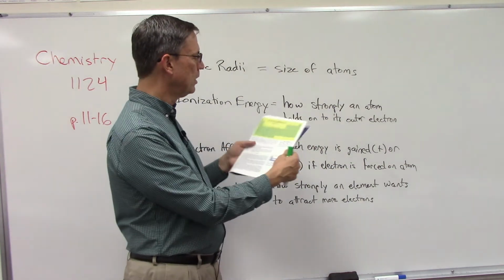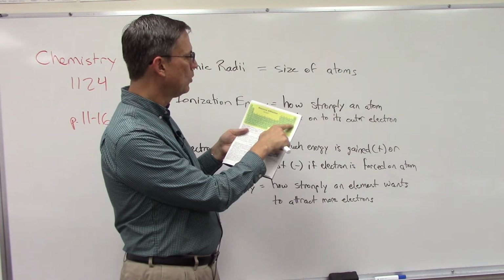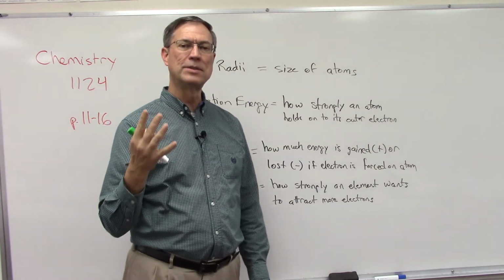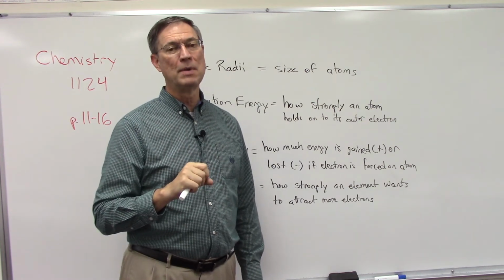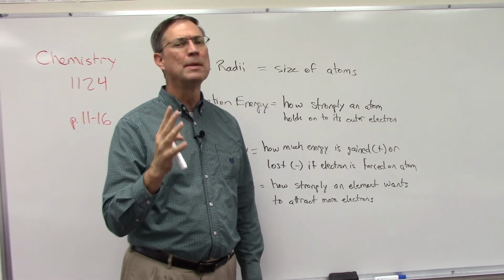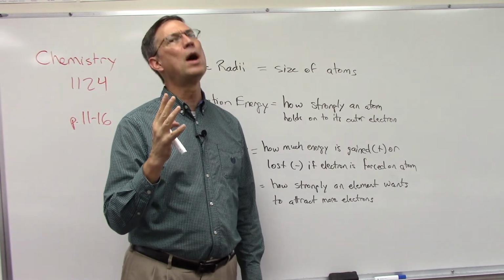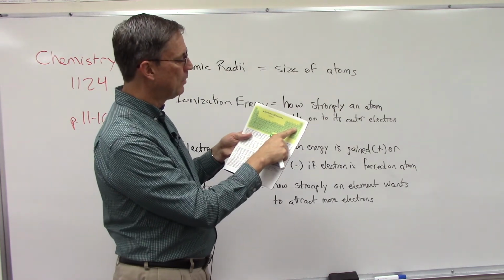So look at the chart here. Some of the higher numbers are over here on the upper right-hand corner. And sure enough, fluorine already has 7 electrons in its outer shell. It only needs 1 more. Remember, 8's the magic number. So fluorine is just saying, give me 1. I just want 1. I would love to have 1 more electron. I will be happy. High negative number, okay?